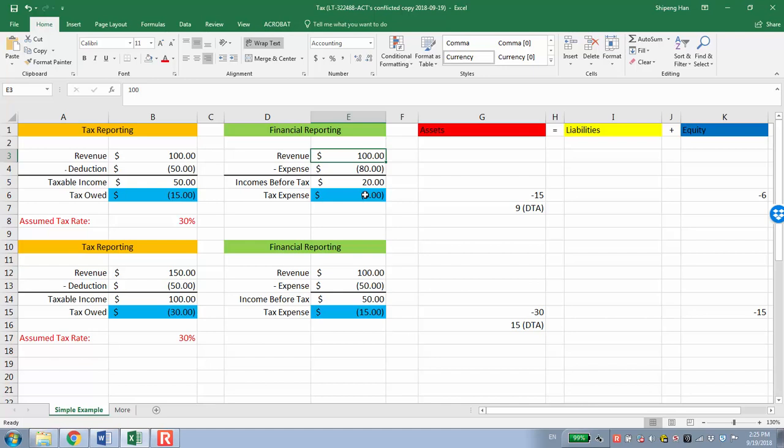So the $9 difference, how do we record or show this $9 difference in the financial reporting? We know the company has to pay $15 cash to the IRS, so the assets will decrease 15. And also recognize $6 expense. $6 will have a negative effect on equity, so it's negative 6. Actually, we recognize $9 as deferred tax assets. This is like a $9 prepayment to the government, so it is considered as assets.